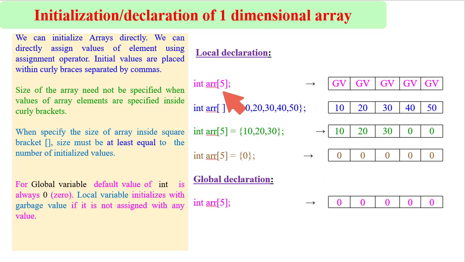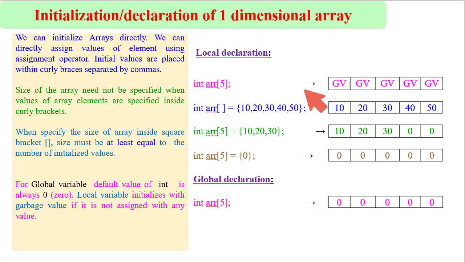Now while we define the array this way, no value has been initialized, only written int array[5]. What will happen in this case? When the array is defined this way, 5 memory locations will be assigned, and what will the values inside those 5 memory locations be? Those will be defined for local declaration and global declaration. What is local declaration? When the array is defined inside the function. What is global declaration? When the array is defined outside the function.